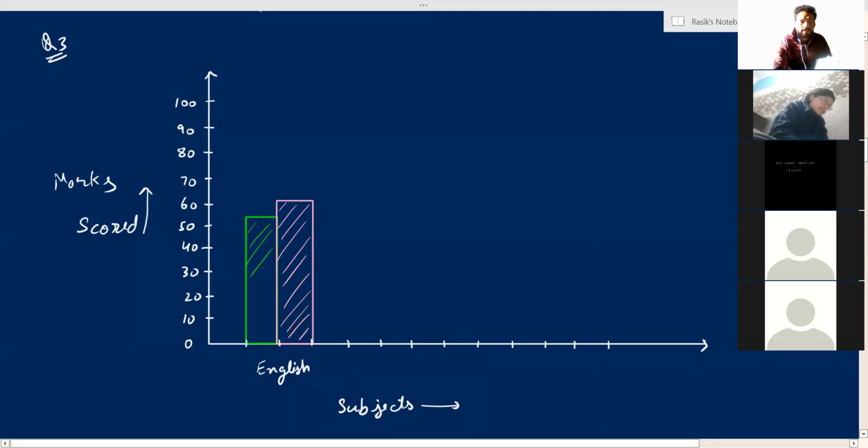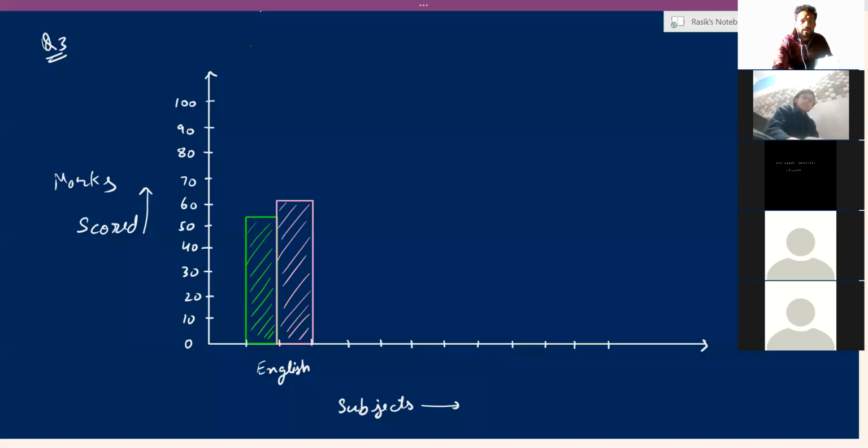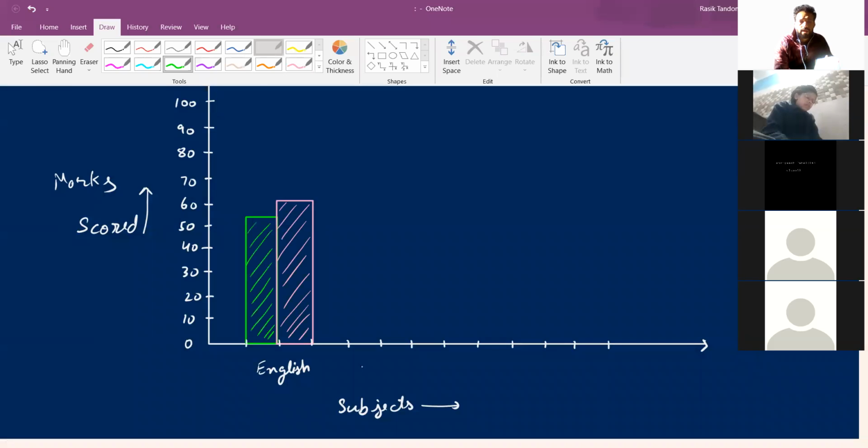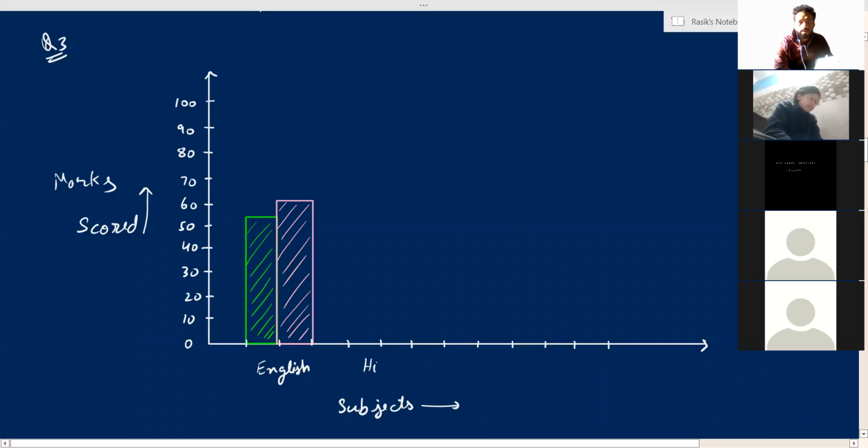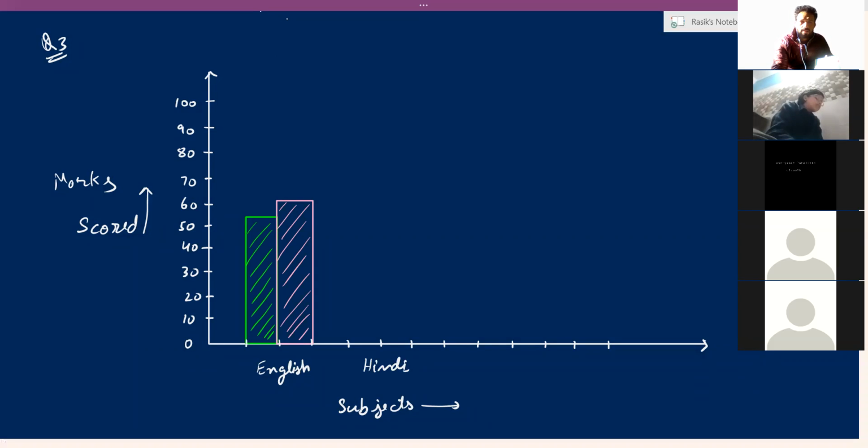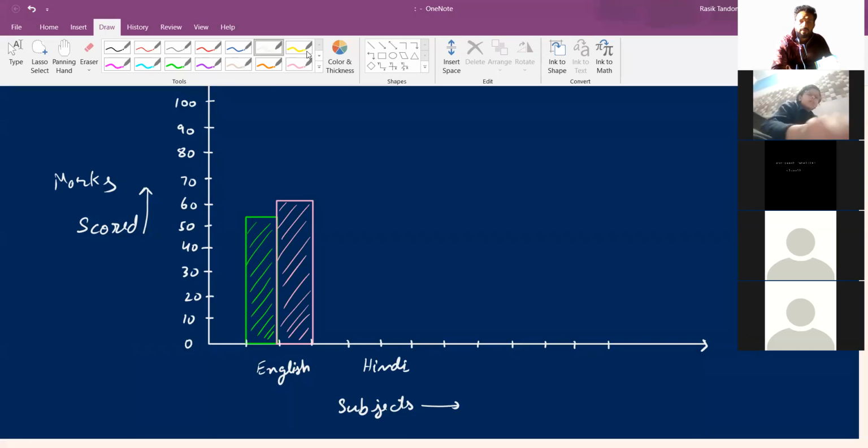Are you all getting it? How to do it? Yes, sir. Now for Hindi, I'm giving you an idea how to do it. When you are making for English, half yearly and annual exams, you will not give a space between these two colors. When you are making for Hindi, then you will give a space. Okay, let me show you.